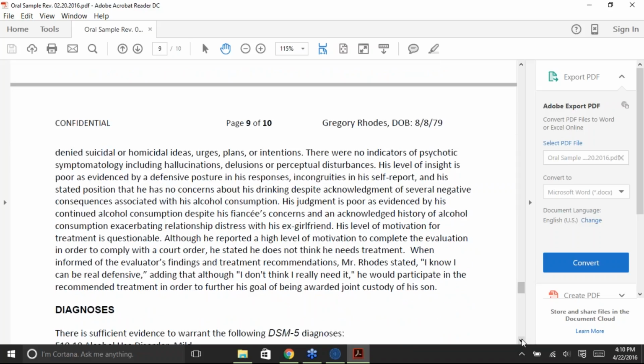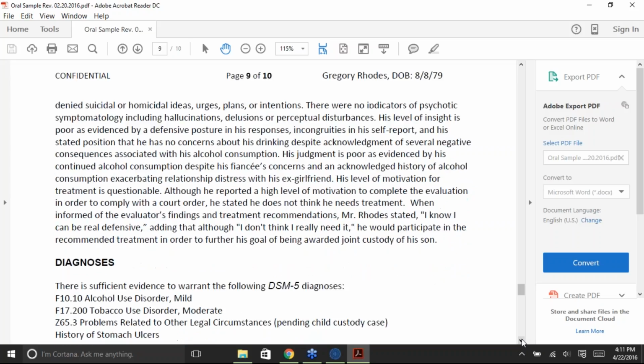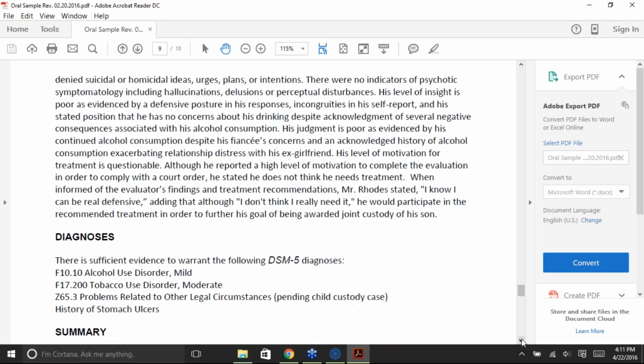Motivation: although he reported a high level of motivation to complete the evaluation, he doesn't think he needs treatment. But when I talked to him about my treatment recommendations, he said, I know I can be real defensive, adding I don't really think I need it, but that he would participate if the court required him to for custody. So he's got a very limited level of motivation for treatment. It's mostly, I want my kid, so I guess I'll jump through your hoops more than anything else.